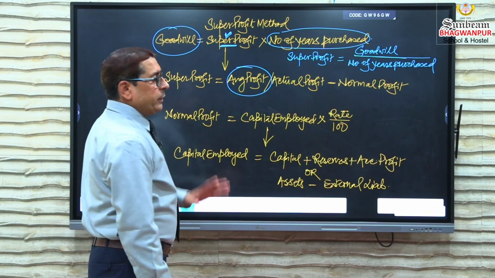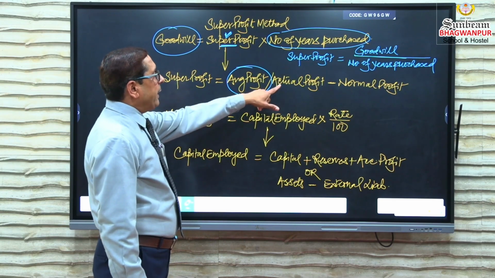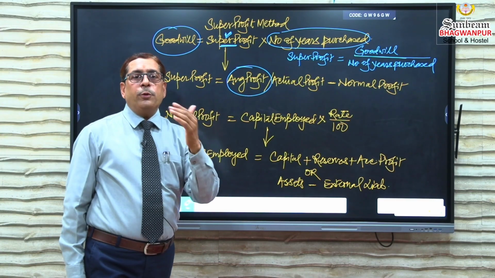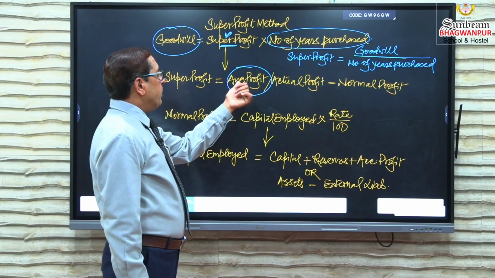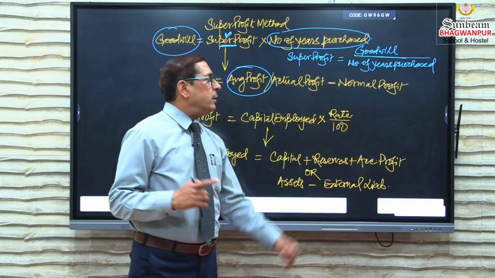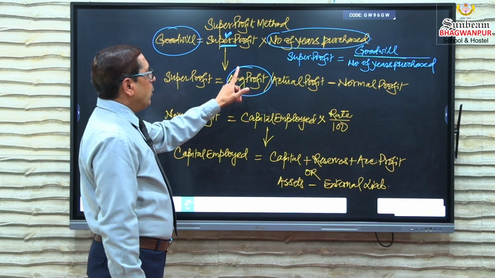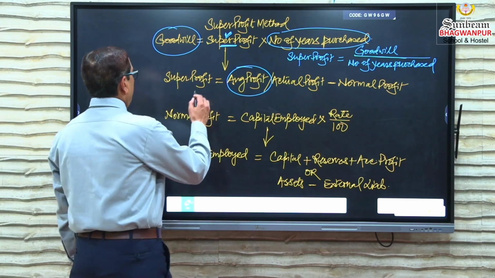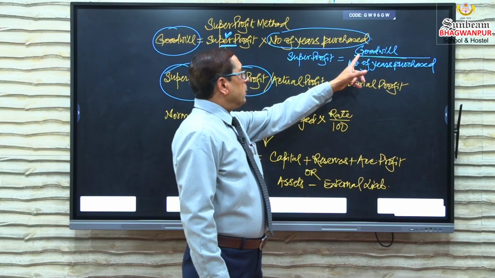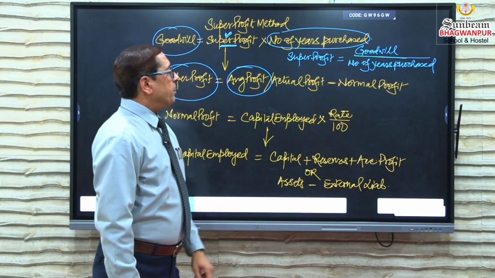Now, what is asked in the question? If it is asked to find out average profit or the actual profit, both are the same thing. I have explained earlier that if profits of a few years are given, in that case you have to find out the average, and that average represents the actual profit. If 1 year's profit is given, that is the actual profit itself. So, you are asked to find out average profit. This super profit you have calculated by dividing the goodwill with the number of years purchased.